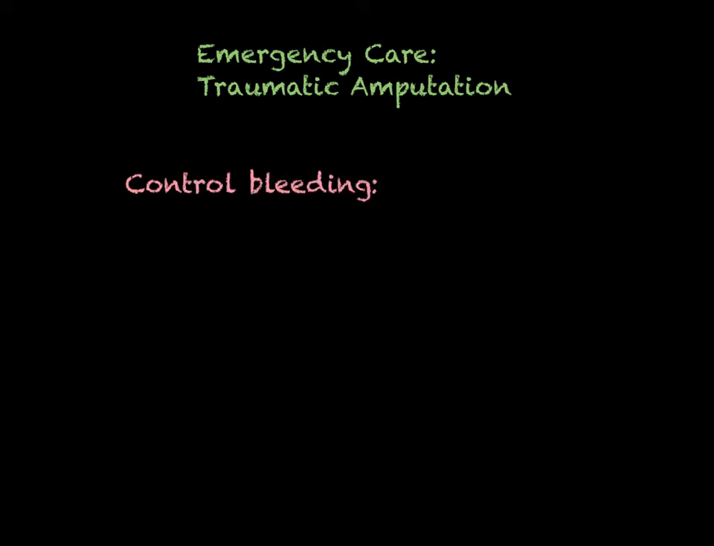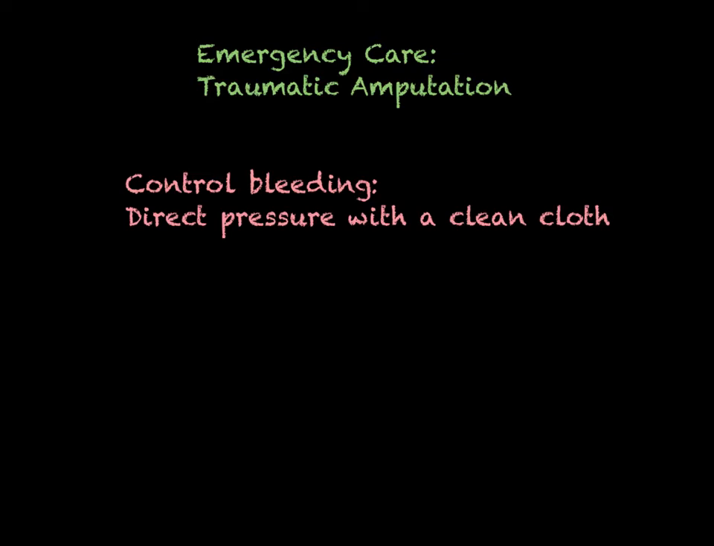Let's say somebody has lost a hand and now their radial artery is pumping blood. You're going to use direct pressure with a clean cloth if you have one, or something sterile preferably. Again, this is a site that is prone to infection.